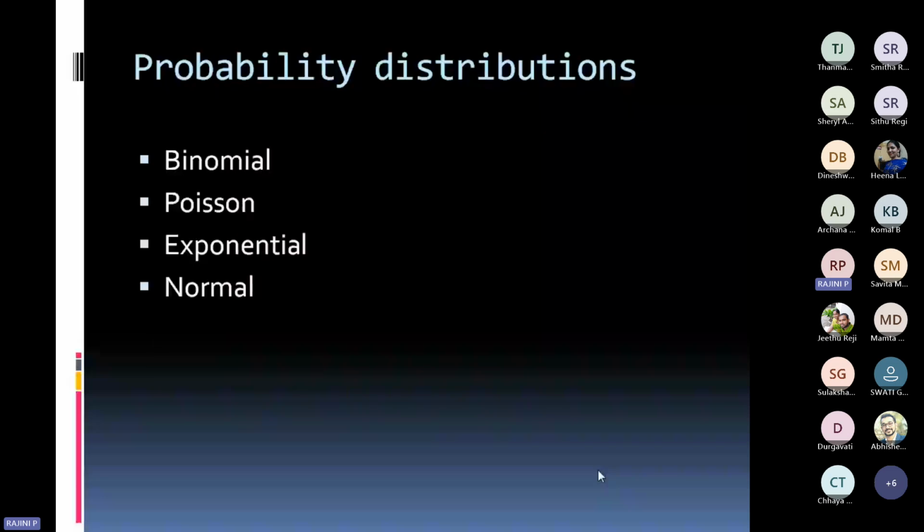Now, based on the probability, you are giving the conclusion to the population, that you understood. Now, what is the probability distribution? Based on what probability distributions are you giving the conclusion? There are four majorly used probability distributions: binomial distribution, Poisson distribution, exponential distribution, and normal distribution. These are the four distributions which are very important.